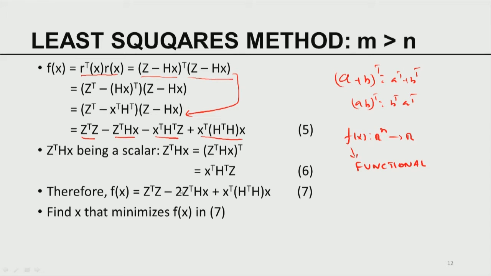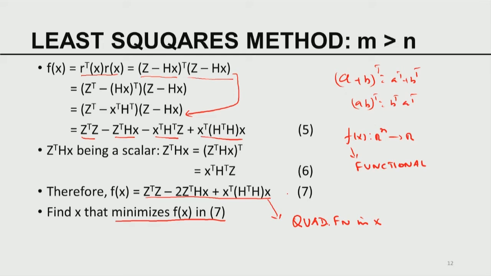So I can reduce the four terms to three terms by saying f of x is equal to z transpose z minus 2 z transpose h x plus x transpose h transpose h x. Now h transpose h, that is a Gramian, you may remember that. A transpose A, they are Gramian. So this is a Gramian matrix. And this is also a quadratic function in x. So we have converted the problem of estimating the unknown into one of minimizing a quadratic form in x. The estimation of the unknown is recast as a minimization of a quadratic function.